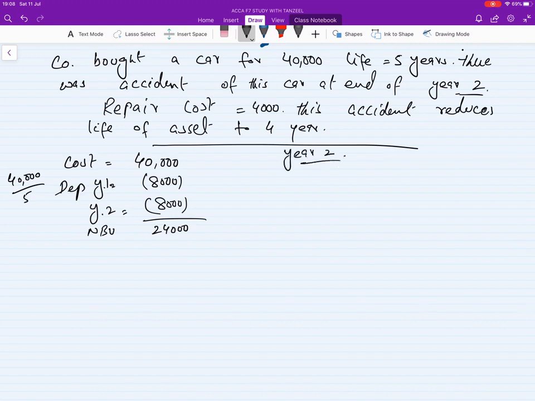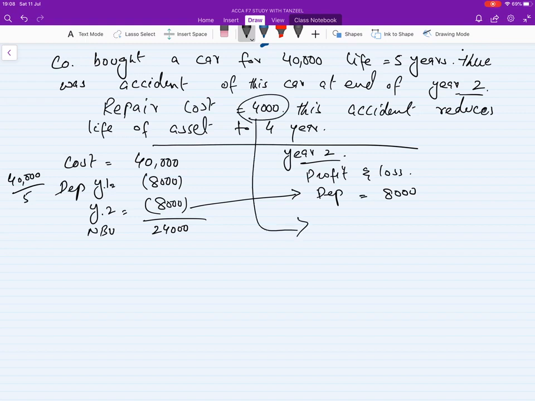So year 2 profit and loss, we can make a profit and loss at end of year 2. So two things will go, this depreciation, you need to expense this depreciation, and 4,000 the repair cost, this one. This will go to profit and loss for year 2. Now year 3 came in.